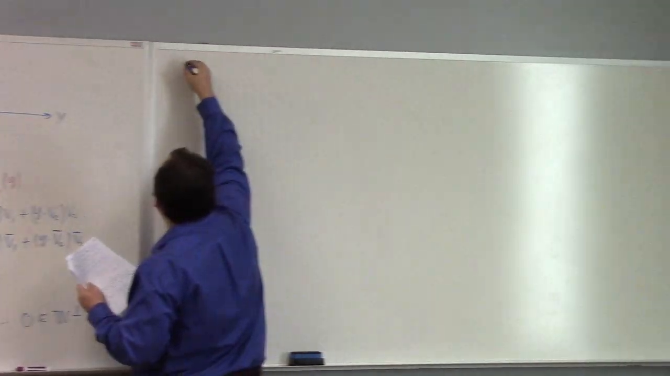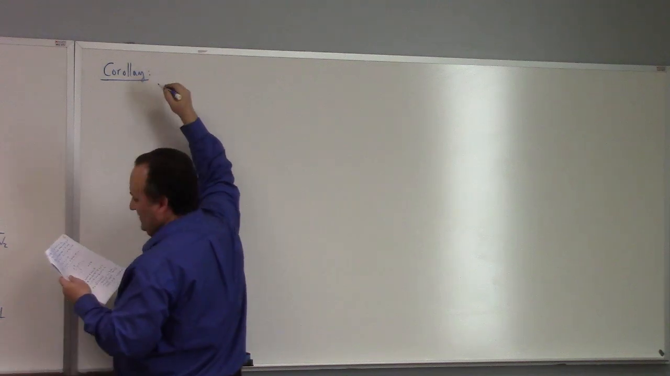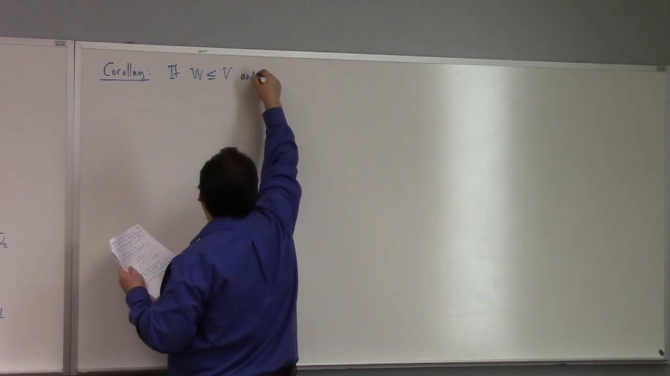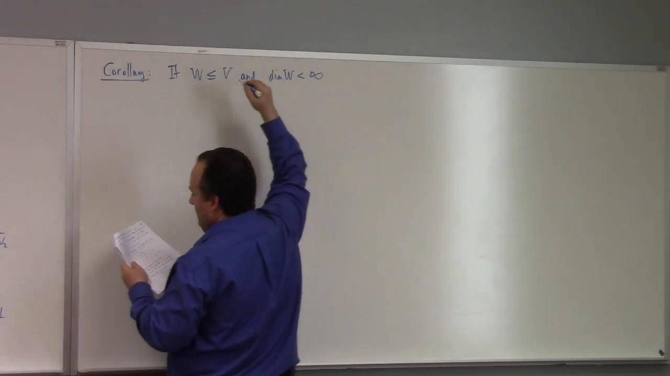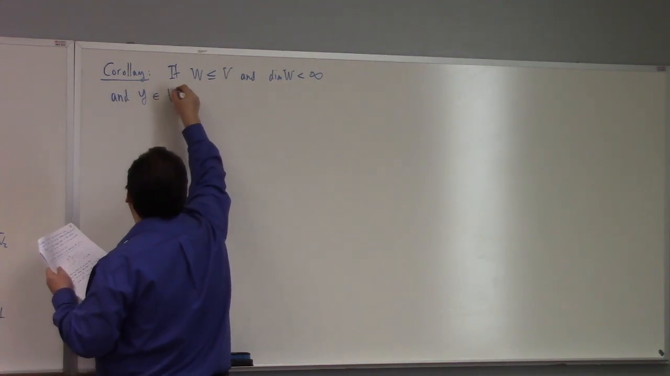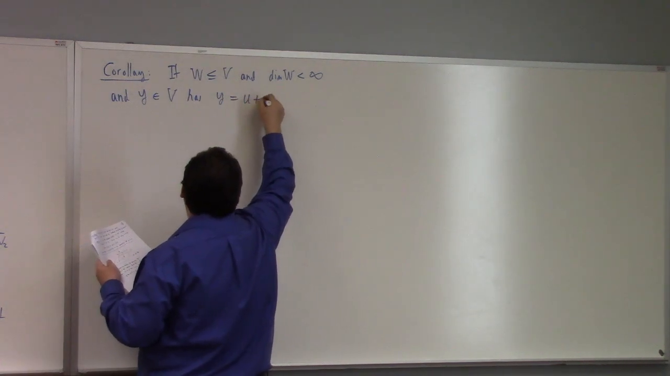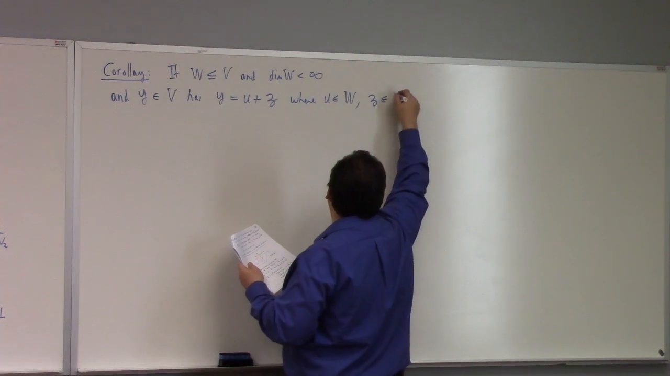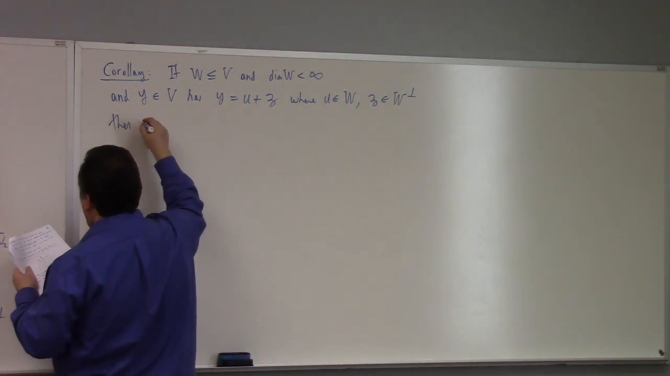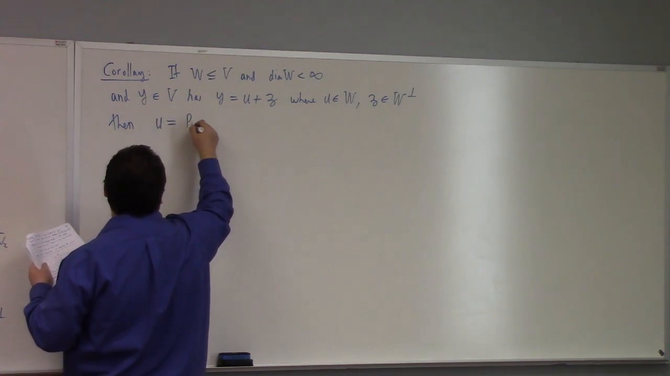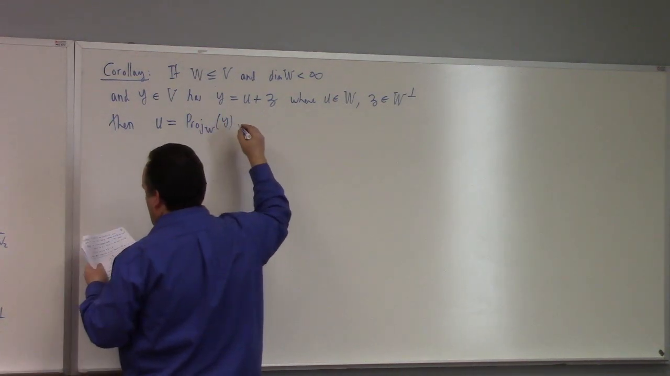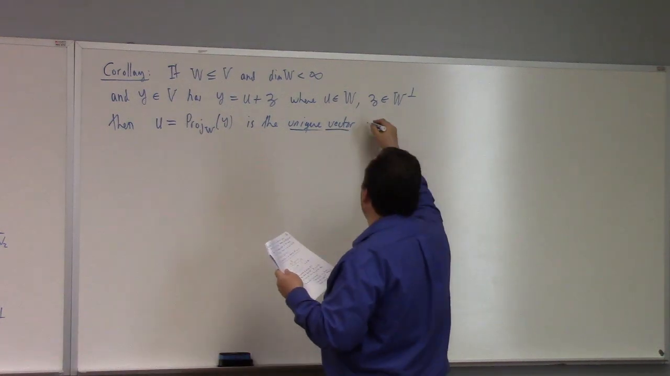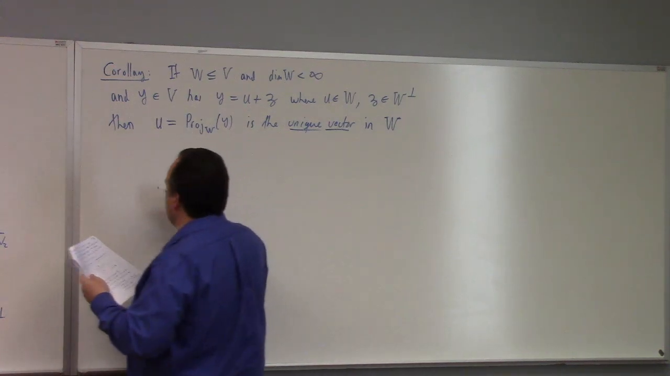So here's the corollary. The corollary: if W is a subspace of V, and W is finite dimensional, and Y is an element of V, has Y equals U plus Z, as we were discussing, where U is an element of W and Z is in W perp, then U, which I just defined to be the projection onto W of Y, is the unique vector. We already know that. Just emphasizing it. It's the unique vector in W. Here's its role, which is closest to Y.